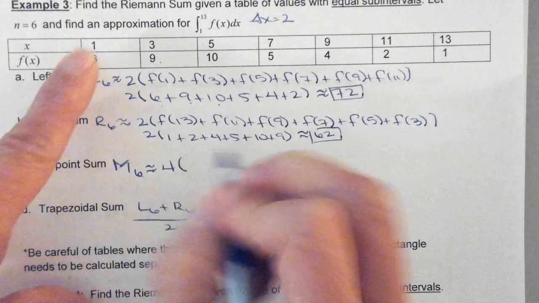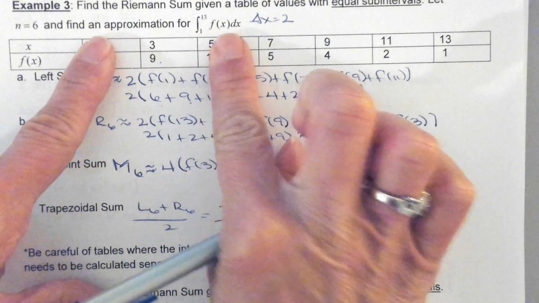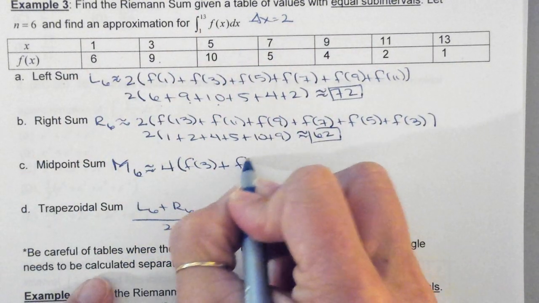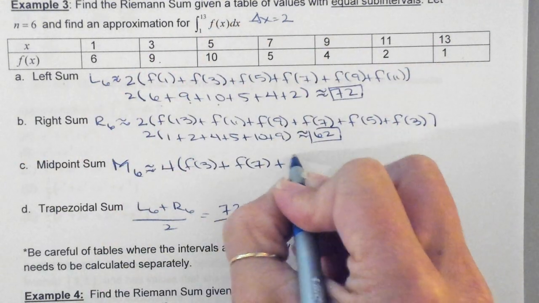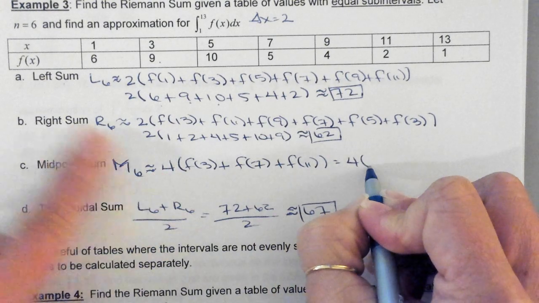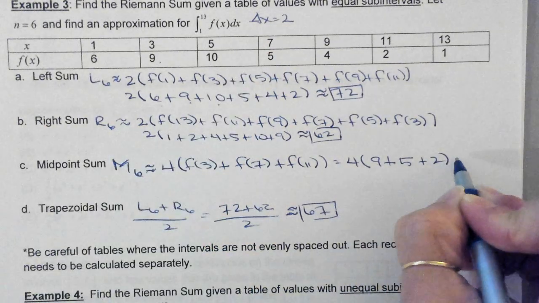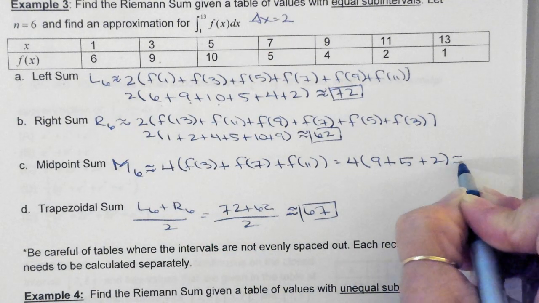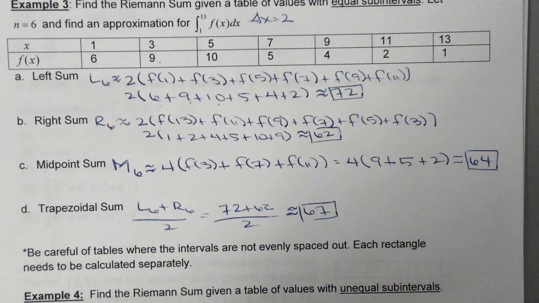Times f of 3 plus f of 7 plus f of 11. So this is equal to 4 times 9 plus 5 plus 2. So what is this approximately? 64? Okay, so these are all pretty close.